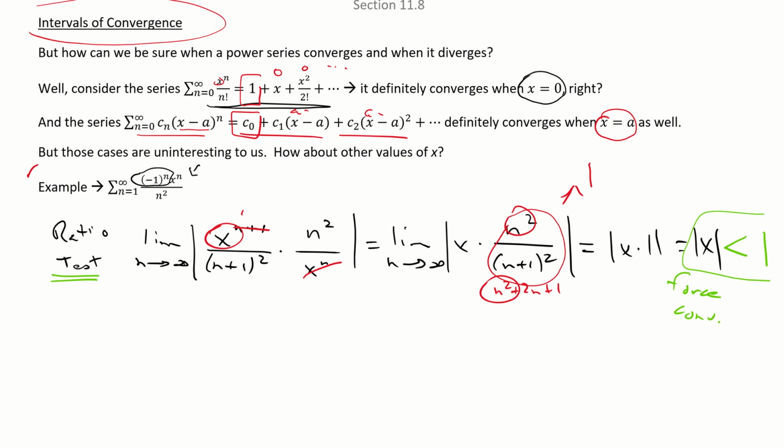Ready? So what we have is absolute x is less than 1. Algebra 2 says, well, that means you're bookended between -1 and 1. And right now, folks, you're staring at your interval, what they call the interval of convergence.